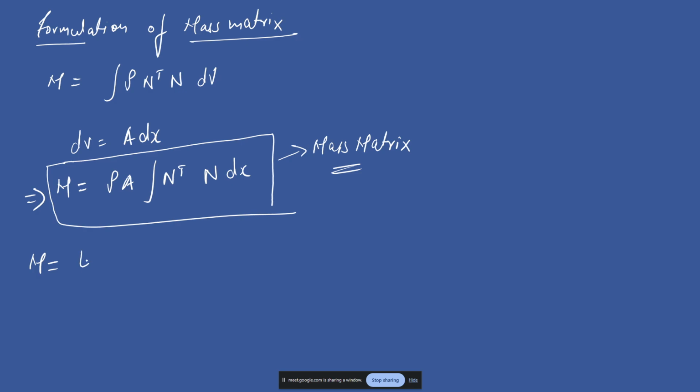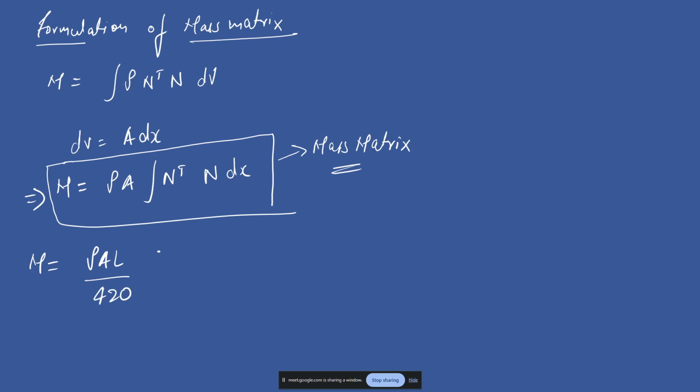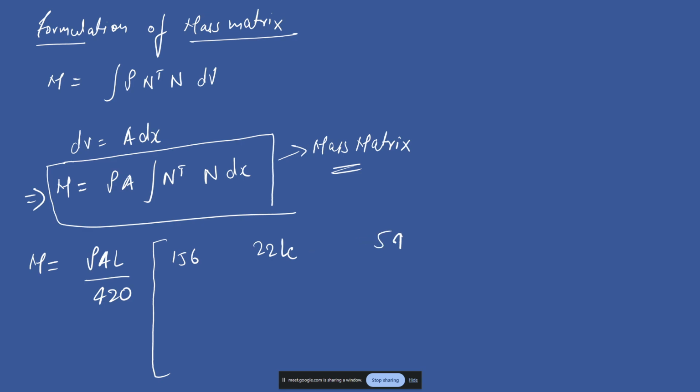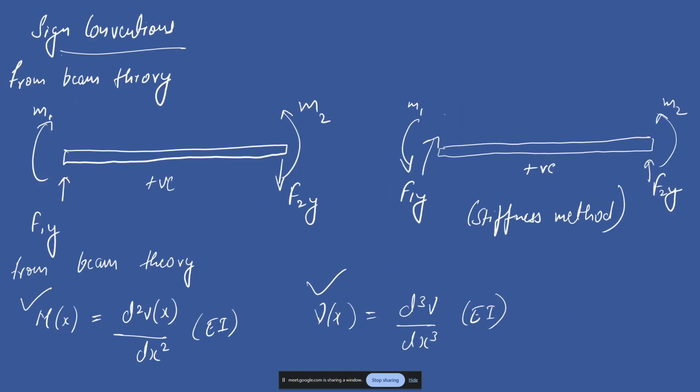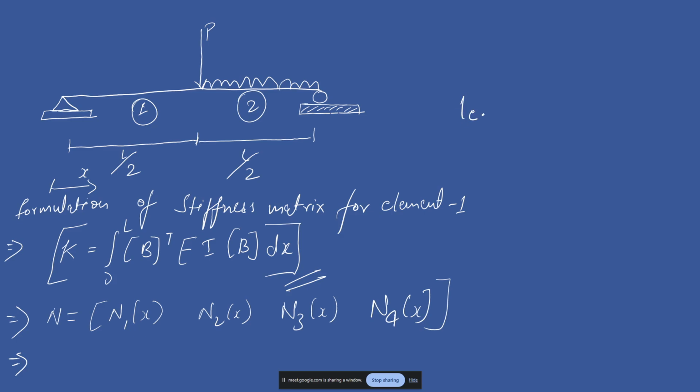So this is how your mass matrix basically looks like. So I'm having a final relation with me. It's rho A L by 420, and this is given by 156, 22L, 54, where L is basically your length of element. So L is basically your L by 2.